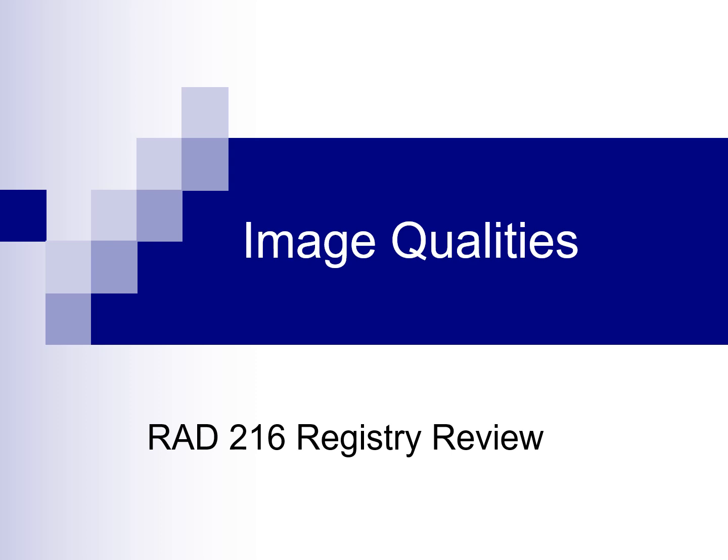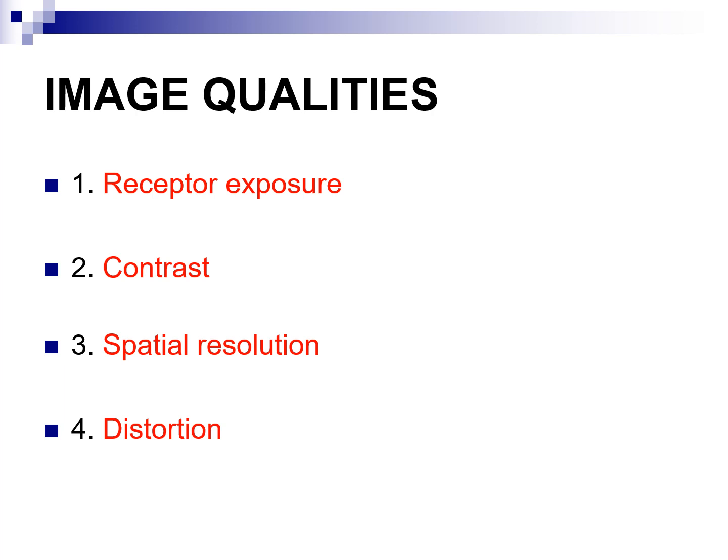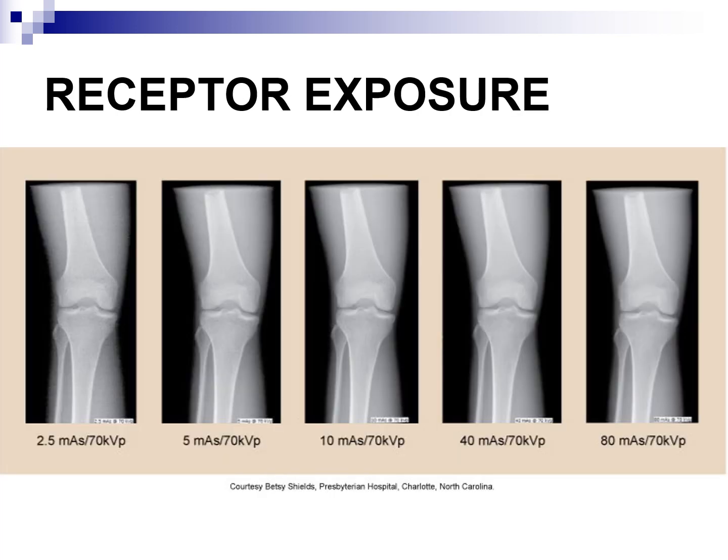This is a video lesson on the image qualities. So the image qualities include receptor exposure, contrast, spatial resolution, and distortion. Receptor exposure is defined as the amount of radiation striking the image receptor.